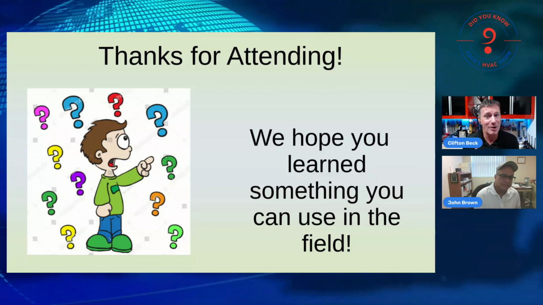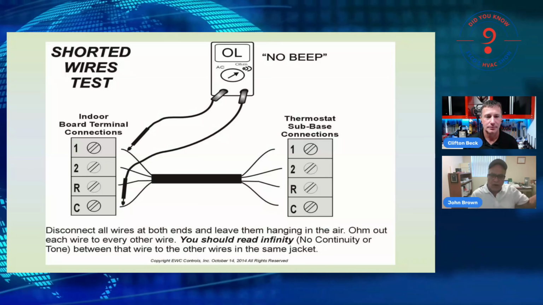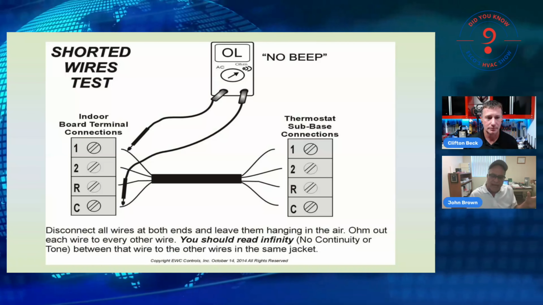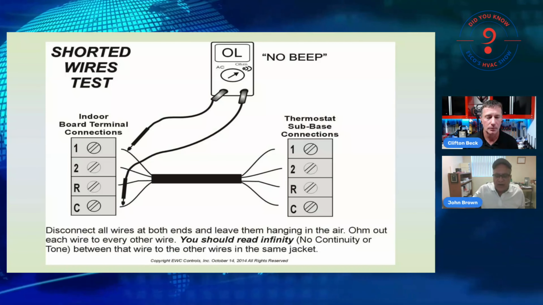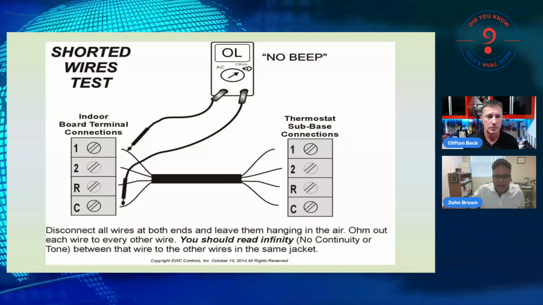So there are 3 tests to confirm a cable is adequate, that it is a good wire set. The very first one is a shorted wire test. We set our meter to continuity mode. We put our probes together. We get a beep, and we disconnect all the wires at one end and leave them hanging in the air, and disconnect all the wires at the other end and leave them hanging in the air.